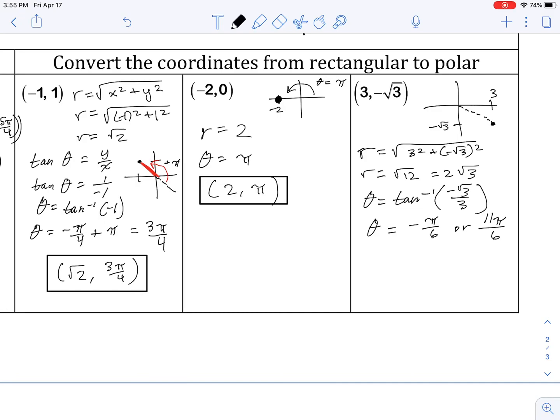This is not absolutely mandatory, but if I gave you some type of interval restriction, you'd want to do that. You could also write negative pi over 6. And then say my final polar coordinate is 2 root 3. There's my r value. And my theta is 11 pi over 6. And if you said negative pi over 6, that would totally be fine. There's absolutely nothing wrong with that at all.